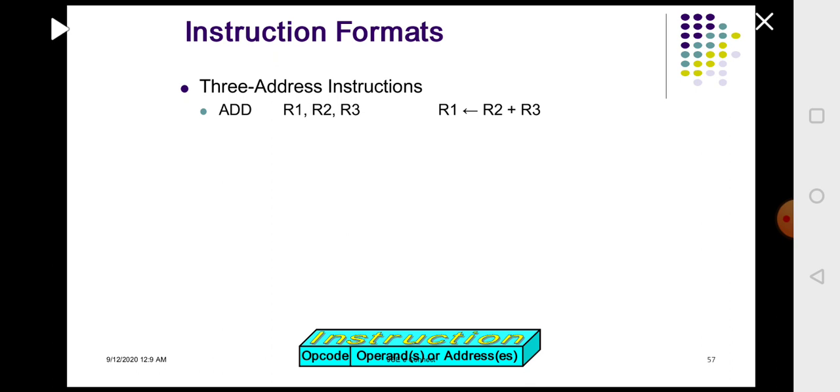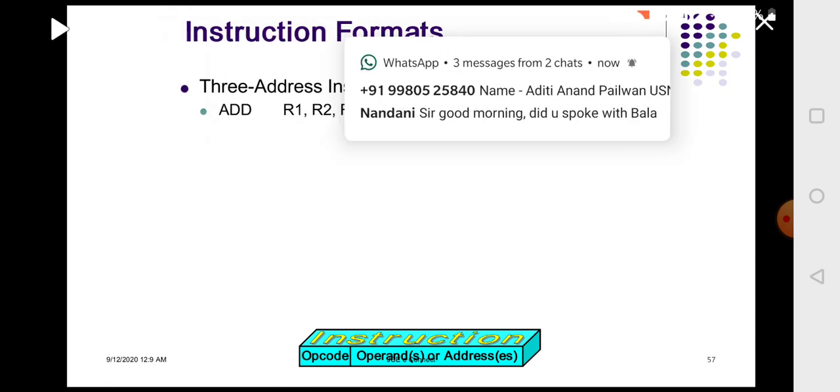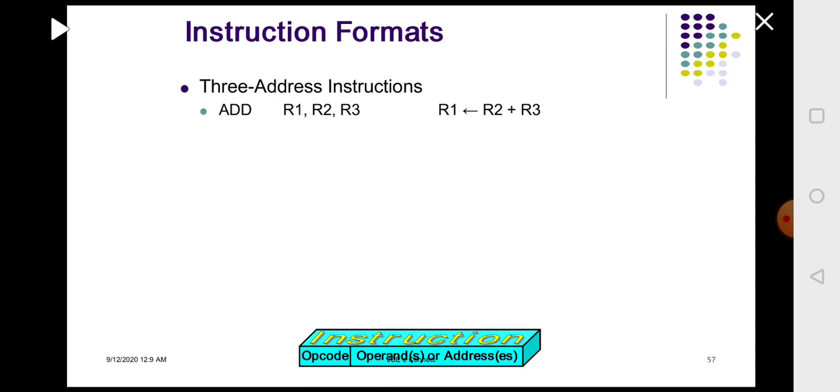I'll just repeat, the instruction format for this 3 address instruction is operation, source 1, source 2, destination. With respect to this example, the operation is addition. Source 1 is R1, source 2 is R2 and destination is R3. So it will add the contents of R1 and R2 and store the result in R3. So here R1 and R2 are called source operands, R3 is called the destination operand, and add is the operation.